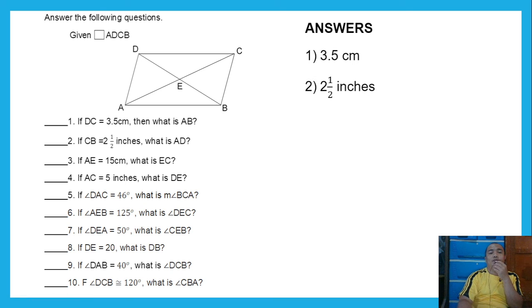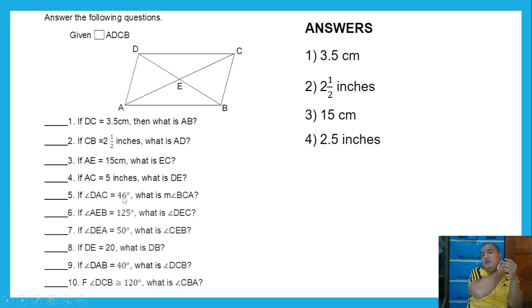Number 3, if AE is 15 centimeters, what is EC? It's also 15 centimeters. Diagonals bisect each other. Number 4, if AC is 5 inches, what is DE? It's also 2.5 inches. Half of 5 is 2.5. Diagonals bisect each other. Number 5, angle DAC is 46 degrees.